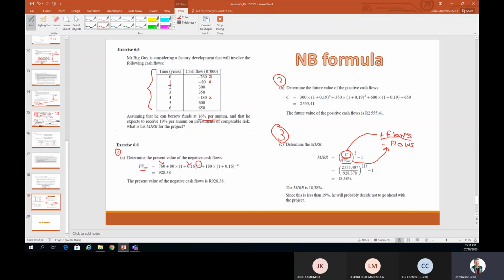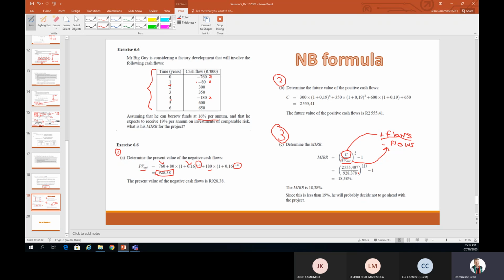That is the 16%, so that is the 80, and then the other negative was the 180, period 4, so it's -4, and then you get a value of 928.38, so that will be the one that is the outflows.